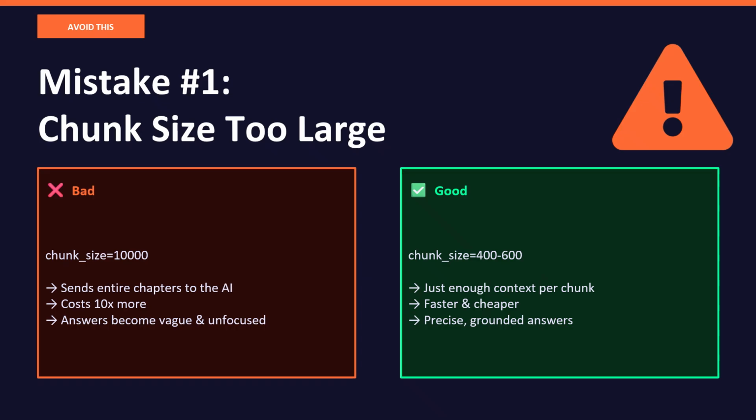On the other hand, too small, like 100, you lose the context around the actual answer. The sweet spot: 400 to 600 characters. Start at 500, test with your specific documents, adjust based on the answers you are getting. It takes 5 minutes to experiment, worth every second.